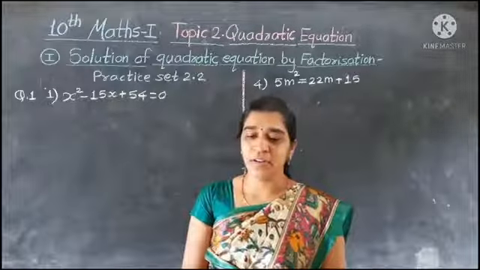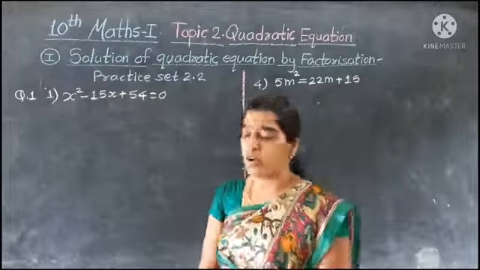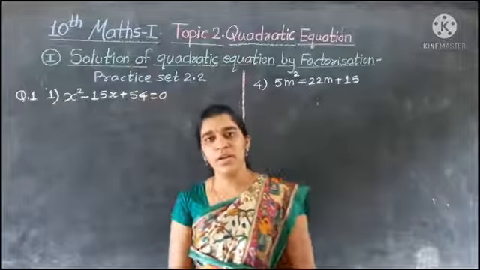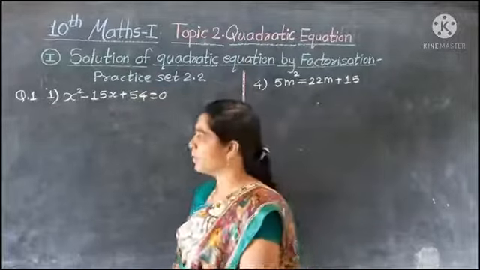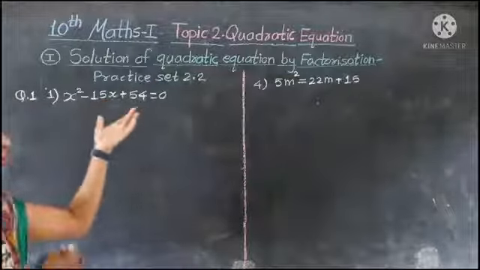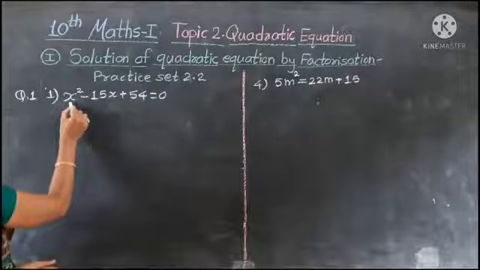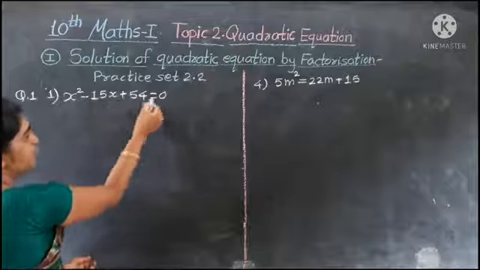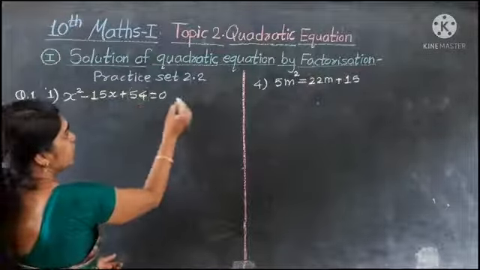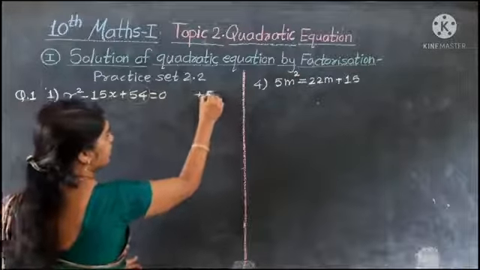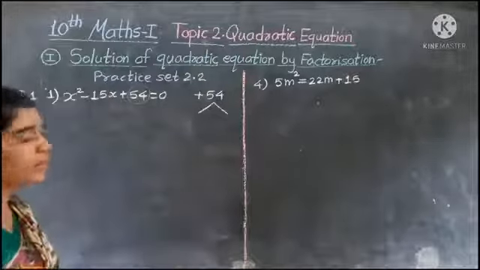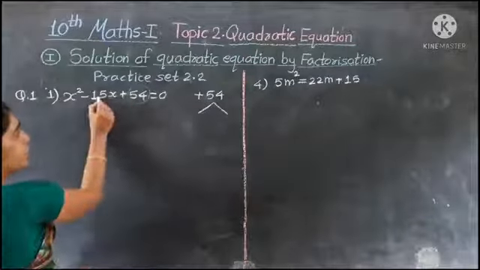See what is given in question number 1. Solve the following quadratic equations by factorization. We have to solve the quadratic equation by the factorization method. I give here question number 1, first example and fourth example. See, x square minus 15x plus 54 is equal to 0. We have to factorize this. This is the third term. You write this third term 54. We have to make factors of 54 such that its addition is 15.